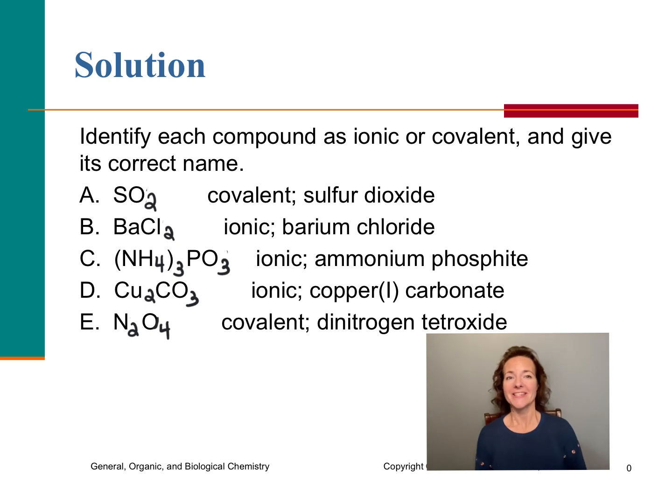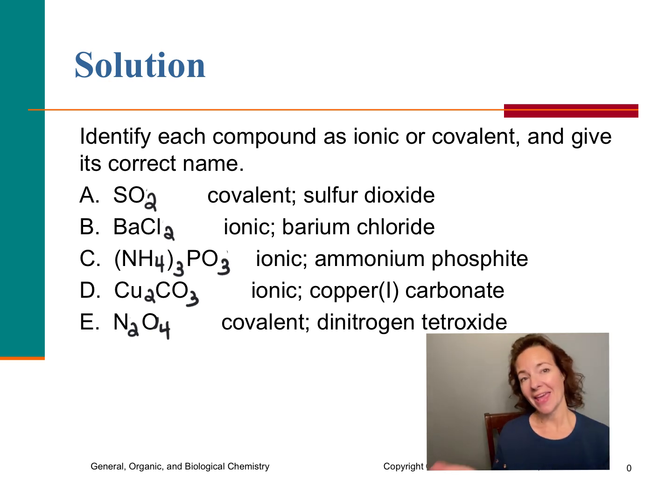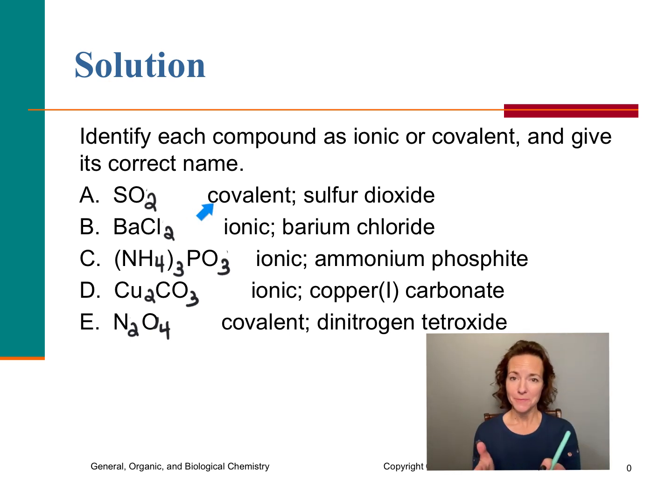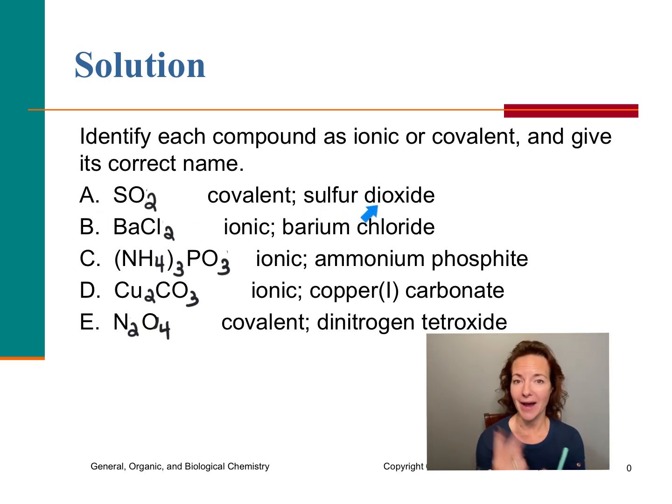So here we go, let's see how our names came out. So A is covalent, so we name sulfur. Oxygen gets the prefix, 2 oxygens, so sulfur dioxide. Letter B, ionic. We name the metal, barium. We change chlorine to chloride. We're done, barium chloride.